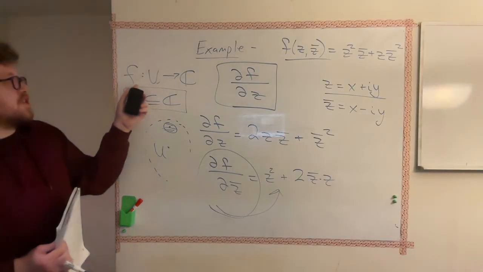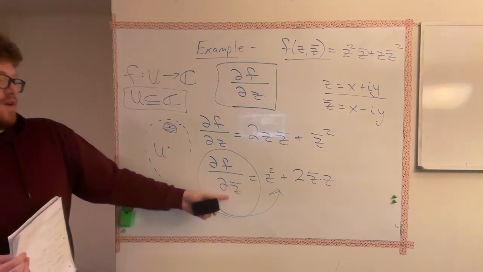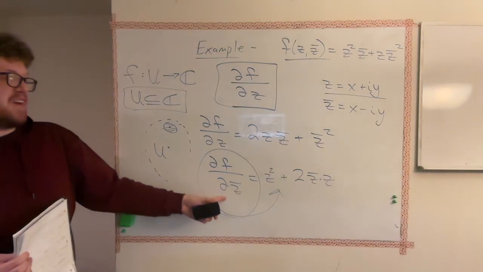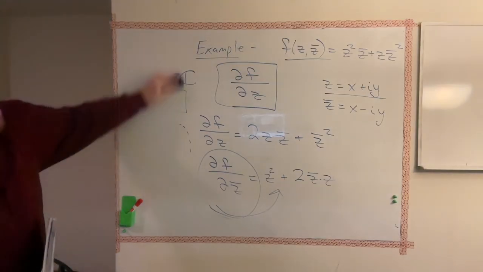So essentially a function from some open set to C, we're going to call holomorphic if this partial derivative with respect to z bar vanishes on every point in U. So that's the definition, which I'll write right now.